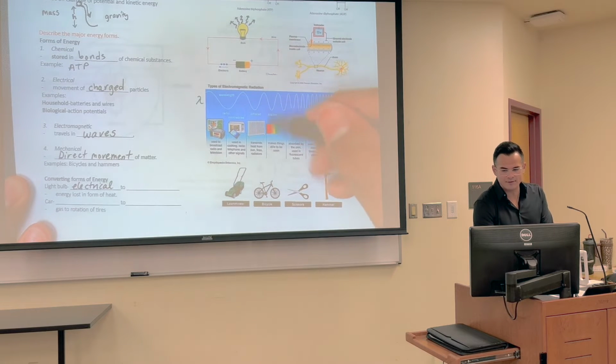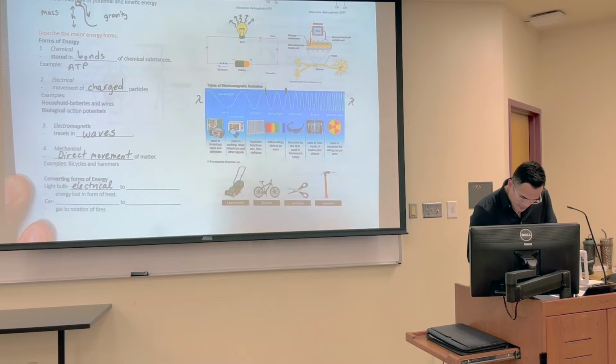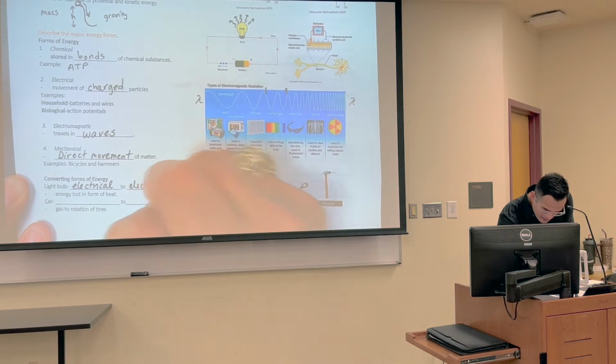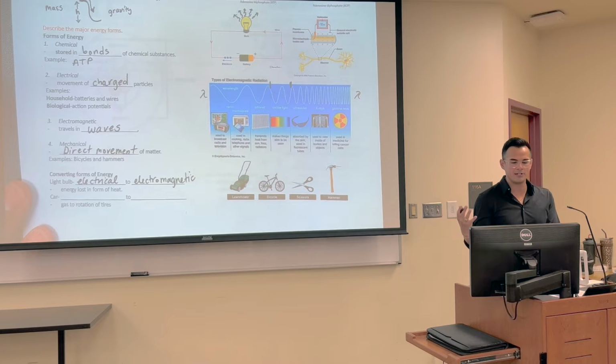Electromagnetic, more specifically, visible light, this part of electromagnetic energy. So we're converting electrical into electromagnetic energy. If you touch that light bulb, it's going to be hot because some of that energy is going to be lost in the form of heat.